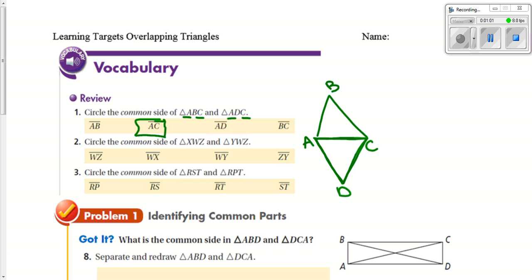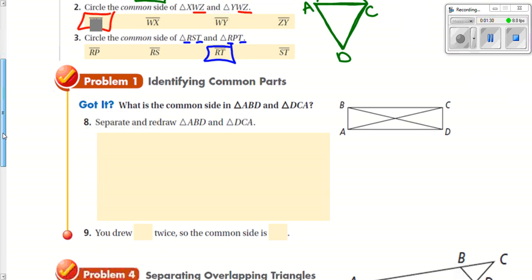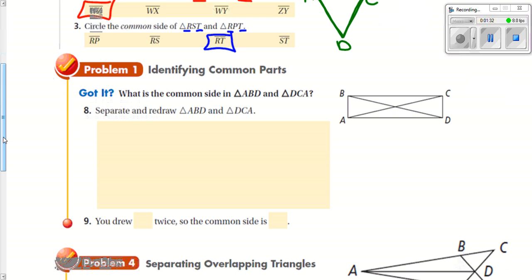All right, number 2, circle the common side of XWZ and YWZ. Well, going based upon what we said for number 1, once again, the letters they both share is WZ. So that would be your common side. And you could once again draw a picture to illustrate that. And the common side of RST and RPT, RT, those are the letters they both have in common. Okay, so just reviewing common side and how we look at the names of the triangles to help us identify that. So keeping that in mind, let's take a look at these triangles over here.